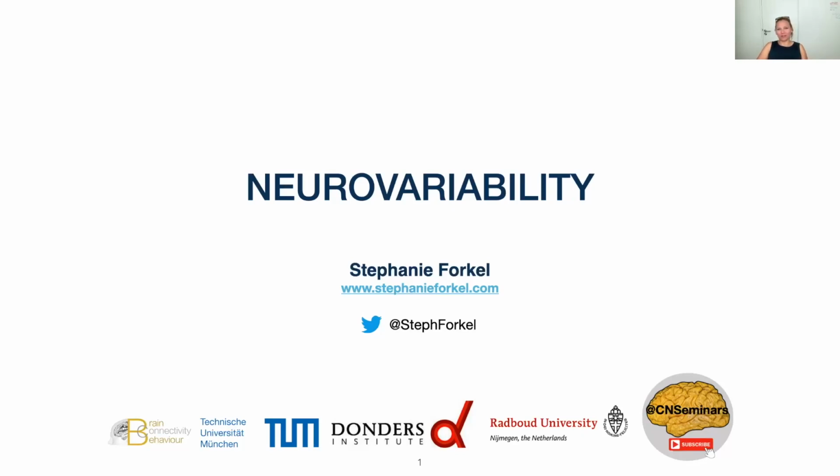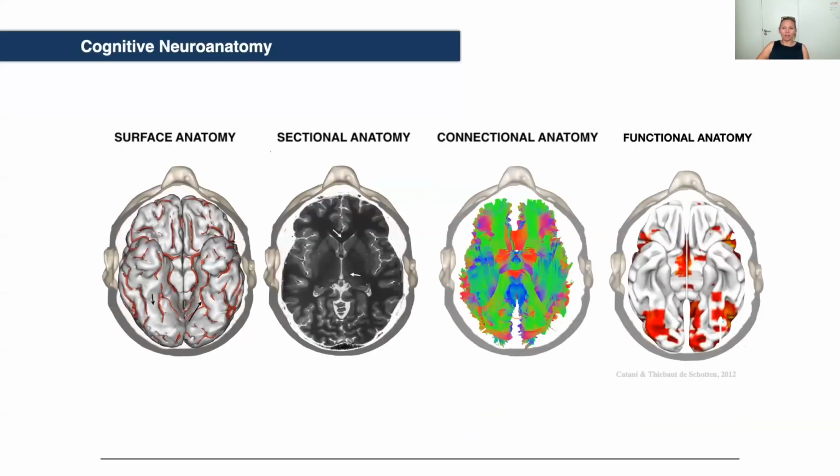It's my great pleasure to talk about the topic of neurovariability. Look at the brain, there's many ways we look at the brain and study its structure and its function, and that includes looking at the surface of the gyri and the sulci. We can slice through the brain and look at the sectional anatomy. We can look at connections between areas, as the connectional anatomy, and obviously we can look at functional activations and look at the functional anatomy.